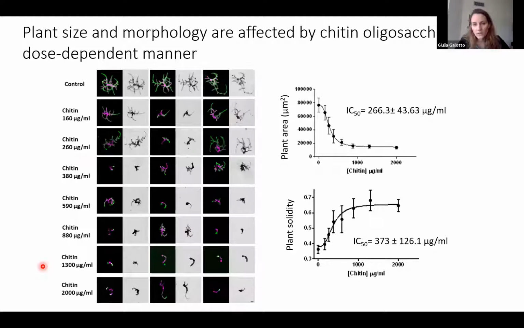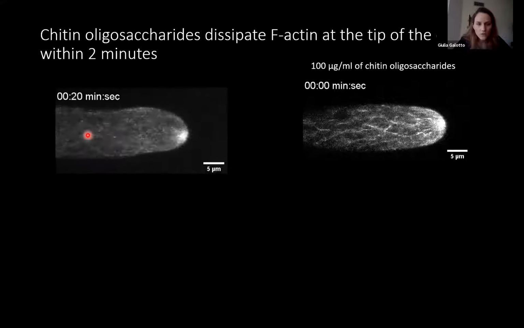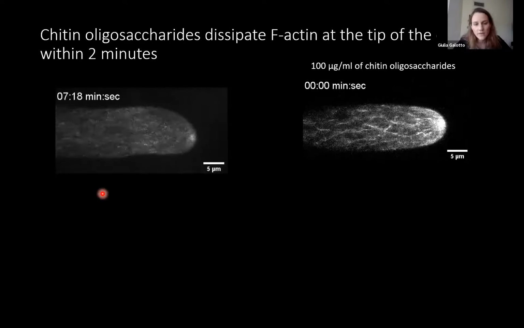So we wanted to understand how the chitin has such a dramatic effect on plant growth. And as I mentioned earlier, the actin cytoskeleton is very important for the growth of these cells. So this is a control cell, and you're looking at the actin cytoskeleton. You can see that a cell that is growing has a very dynamic cortical actin, and it has an accumulation of actin at the tip of the cell. This actin spot is very important for growth. All the cells that are growing exhibit this actin spot.